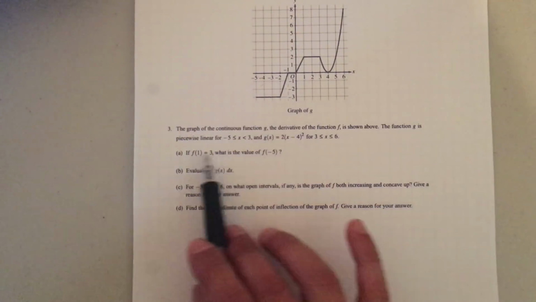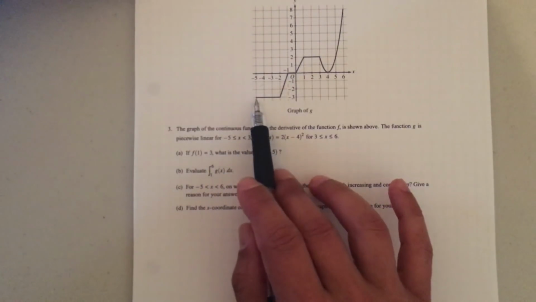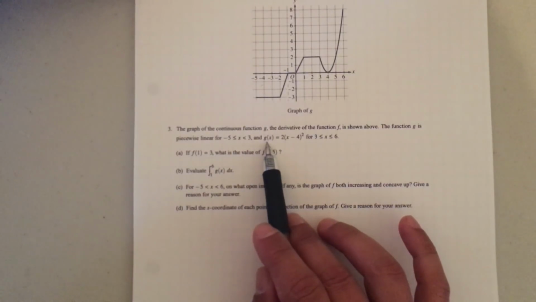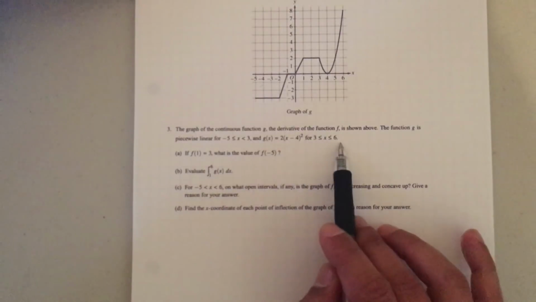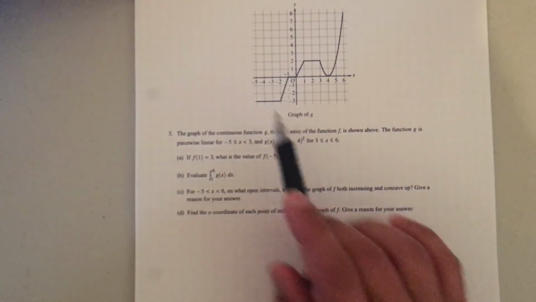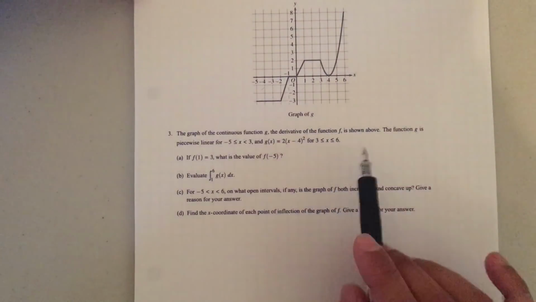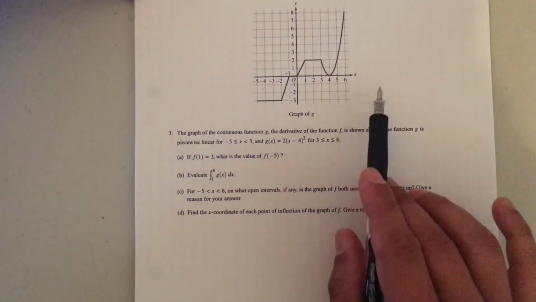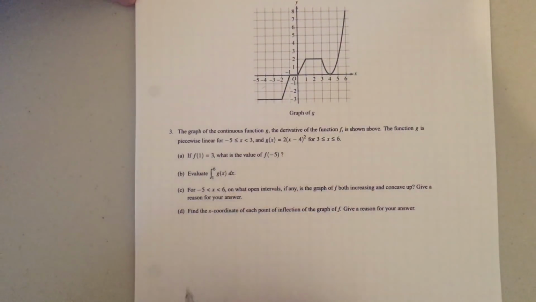The graph of the continuous function g, the derivative of f, is shown above. The function g is piecewise linear from -5 to 3. And then it becomes this quadratic function from 3 to 6. So you notice how they did that? They combined a piecewise with a quadratic, and they told you all of this is the derivative. Interesting. If f of 1 is your initial condition, what is the value of f of -5?